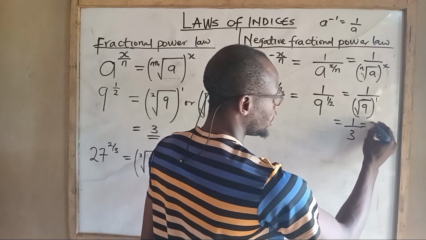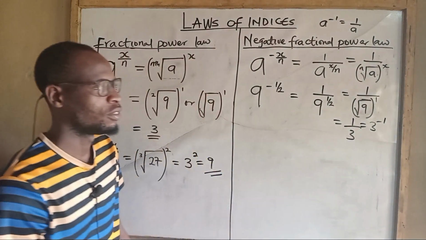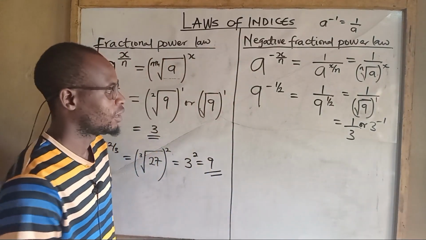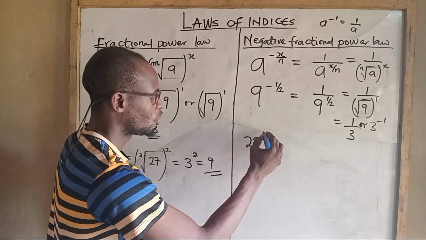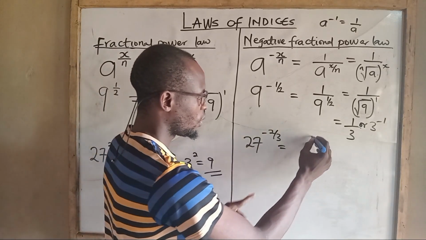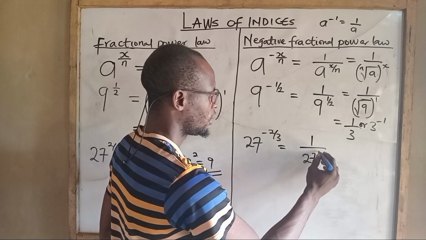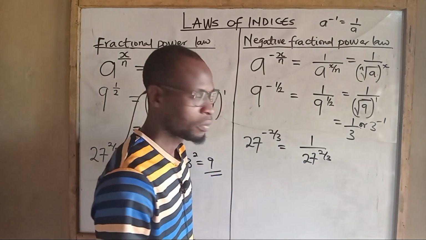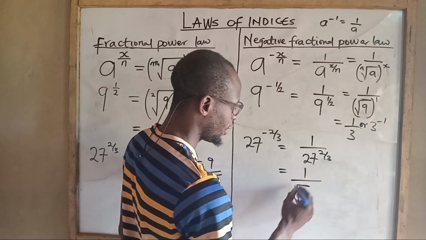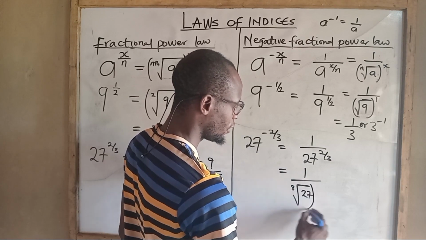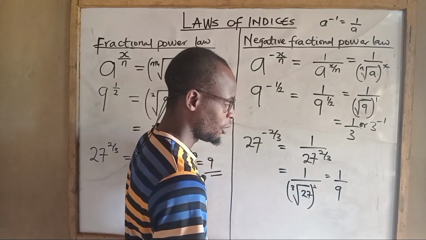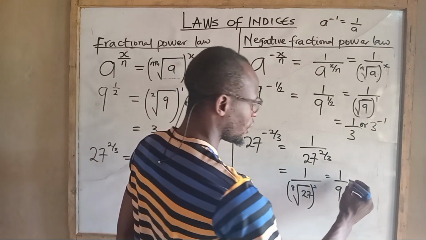So this is the same thing as saying raised to power negative 1. Alright, so let's also use the last one. 27 raised to power negative 2 over 3. This negative is 1 over 27 raised to power 2 over 3. So this is going to be 1 over the cube root, because you're having 3. Don't forget that. 27 all raised to power 2. And this will give you 1 over 9, because 3 raised to power 2 gives 9.